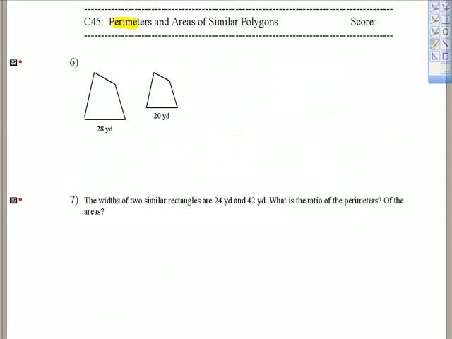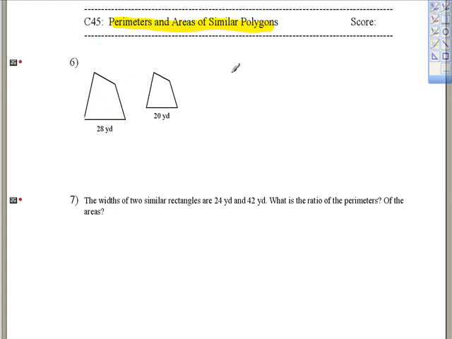Concept 45 is about perimeters and areas of similar polygons. On number 6, the directions got cut out. I told you that the directions say that these are similar figures, and they want to know the ratio of the perimeters and the ratio of the areas of the similar polygons.